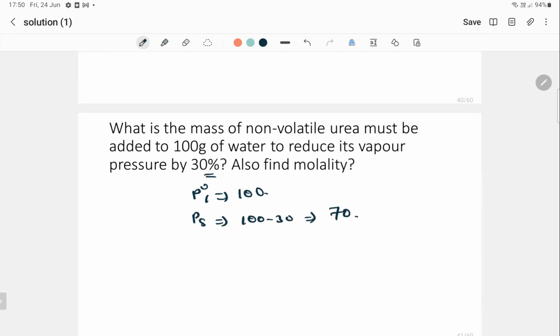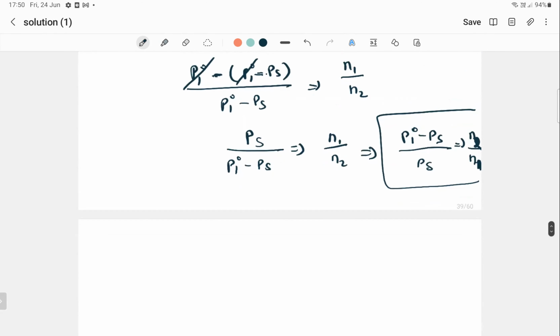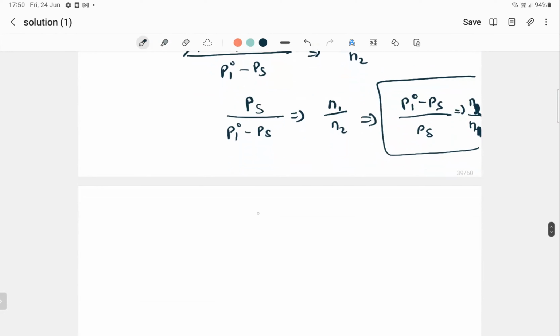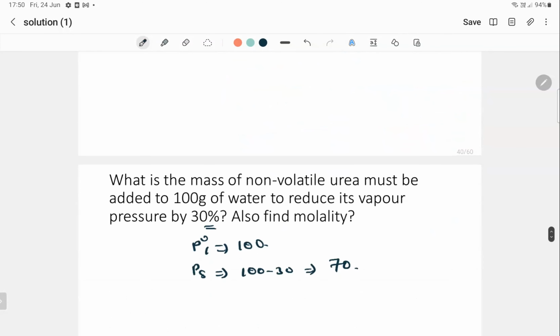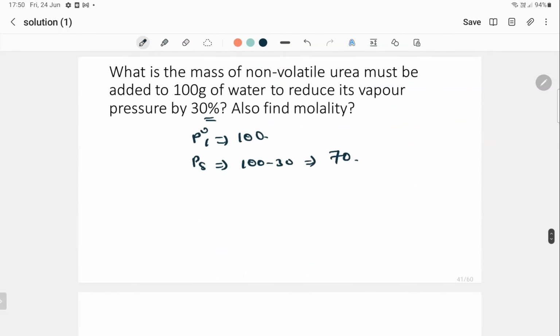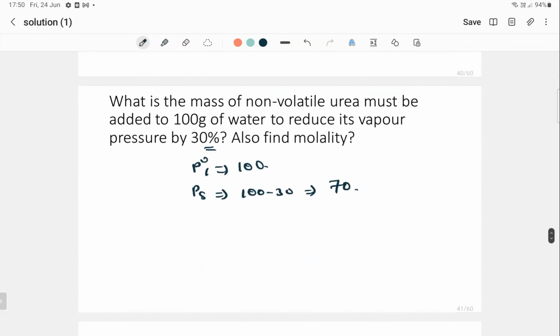So now what about the rest? See, here I have stopped with N2 by N1. So you have to write it as given mass divided by molar mass. So this will be P01 minus PS divided by PS is equal to N2 by N1, that is given mass divided by molar mass. This is the final form of the formula. So here, what is the given mass? 100. Now calculate it for urea.